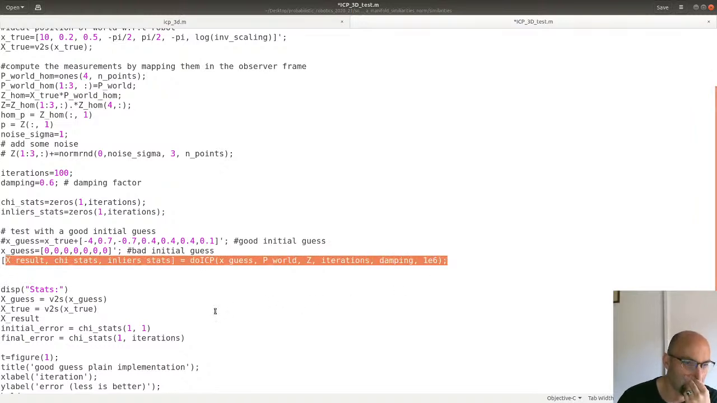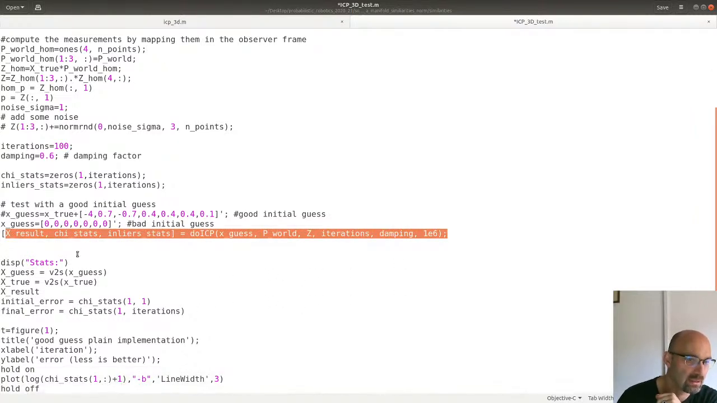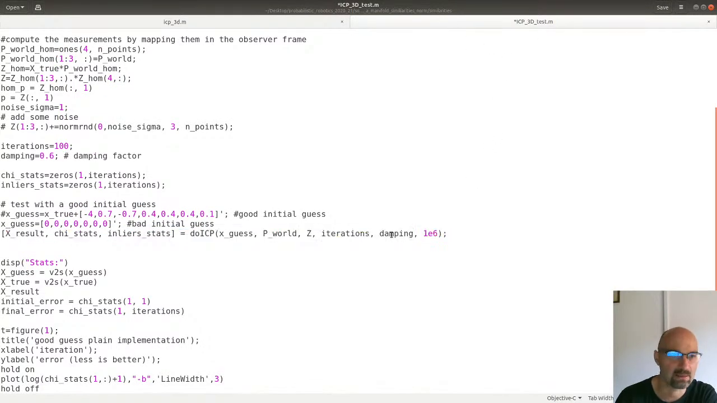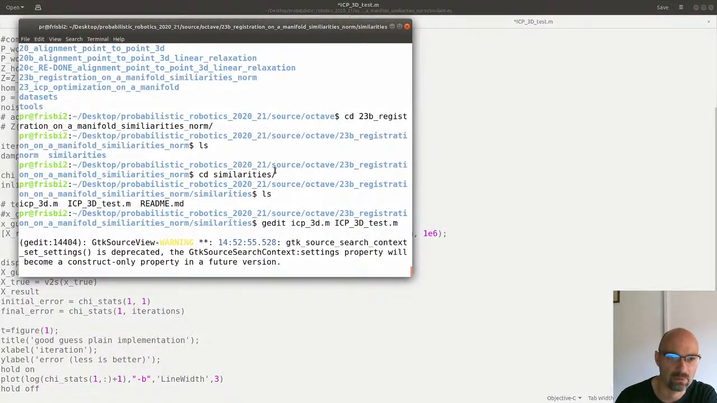Like the pattern is always the same, and then we will see the evolution of the chi-square that we expect to be decreasing over time. Now let's hope that this object works. So if I start the ICP 3D test, then this stuff should be working.